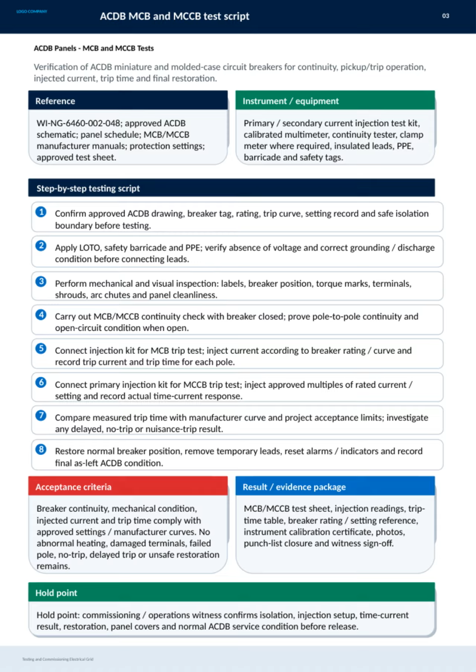Similarly, for MCCBs, we perform primary injection tests and document the time current response according to approved multiples of rated current. We compare the recorded trip times against manufacturer curves and project acceptance limits, investigating any anomalies such as delayed or nuisance trips. Finally, we restore breakers to normal positions, remove temporary connections, reset alarms, and document the final condition of the ACDB panel. Acceptance criteria require that breaker continuity, mechanical condition, injected current, and trip times all comply with approved settings and manufacturer specifications, with no signs of overheating, damage, or unsafe conditions.